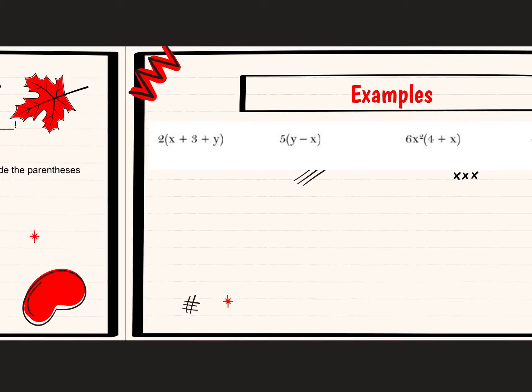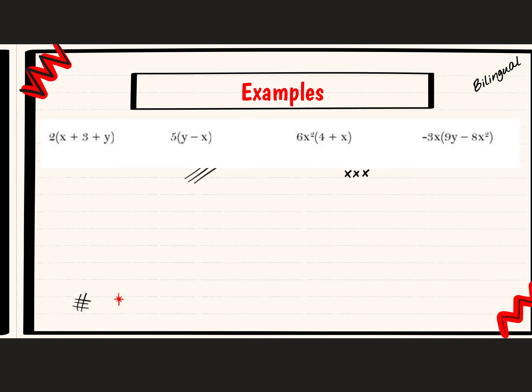All right. So let's take a look here. With each of these, we're going to go ahead and distribute. So we have 2 times x plus 3 plus y. My 2 is going to be distributed to everything inside of the parentheses, so I end up with 2x plus 6 plus 2y. And again, I can't combine those because they are not like terms. I have 5 times y minus x. Again, distributing, I have 5y minus 5x.